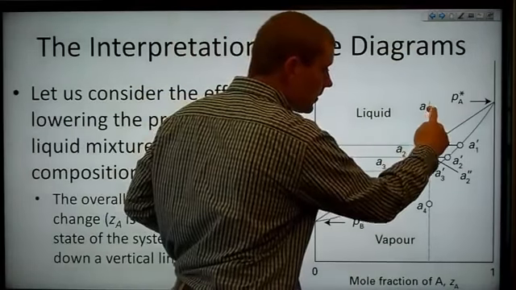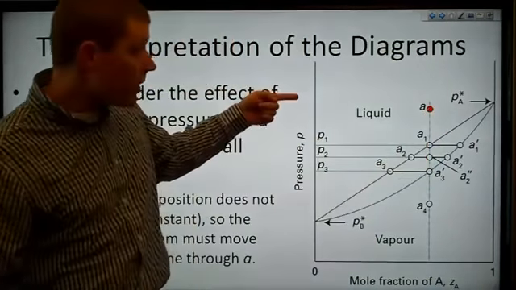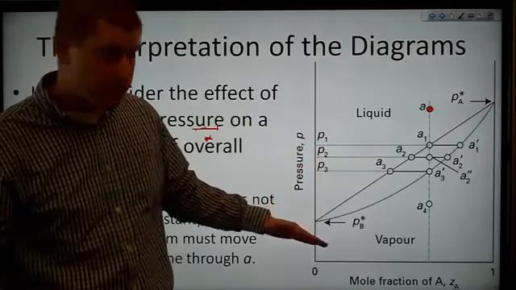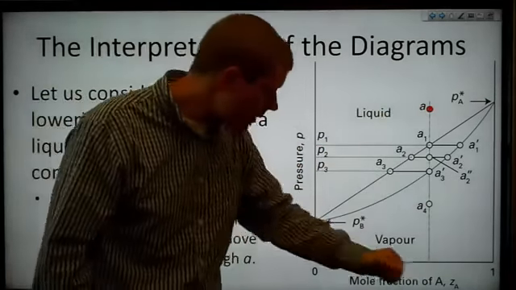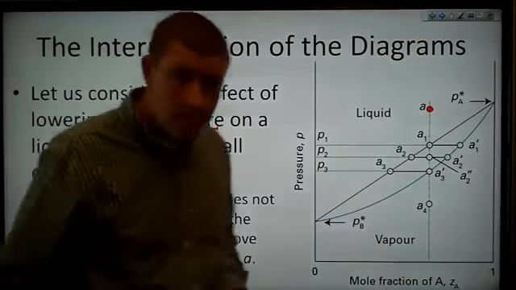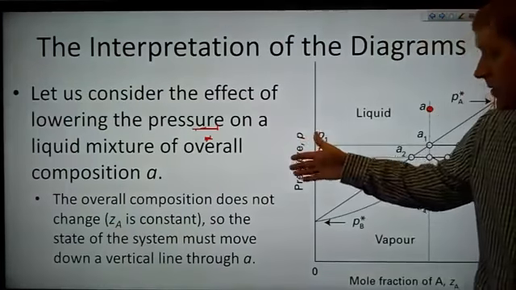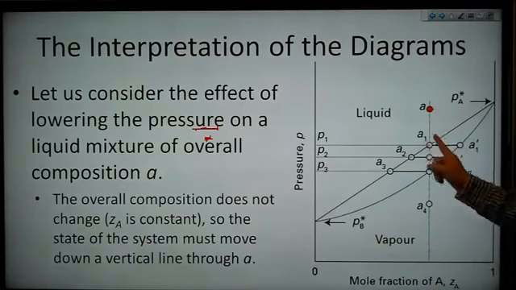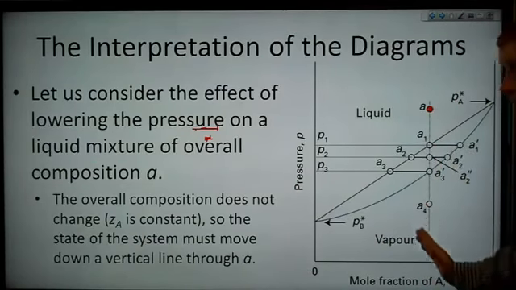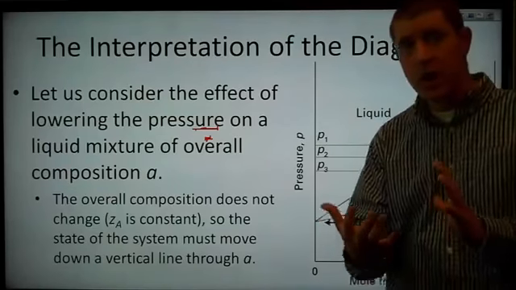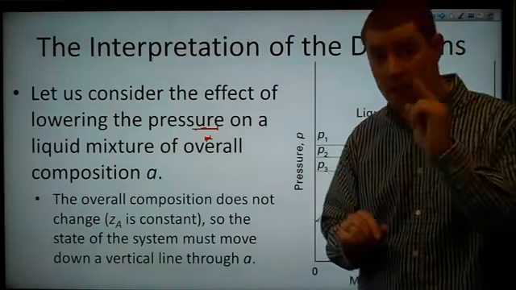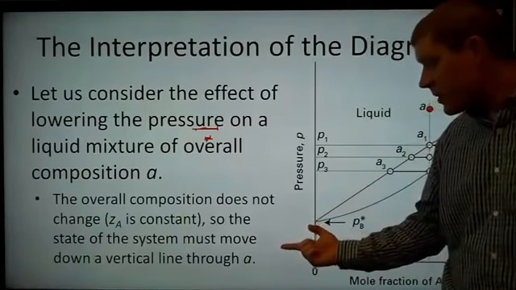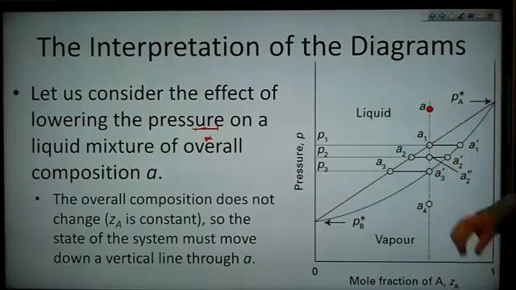So we're starting out here, and we're at relatively high pressure, and we're going to slowly lower the pressure and watch what happens. We're going to lower it down here. So the overall composition doesn't change. ZA is constant, right? We're not getting off of this dotted line. We're going to stay along that dotted line. The total composition is changing, but the composition of our two phases may be changing, and that's what we're going to look at. So this means that the state of the system must move down our vertical line through A.